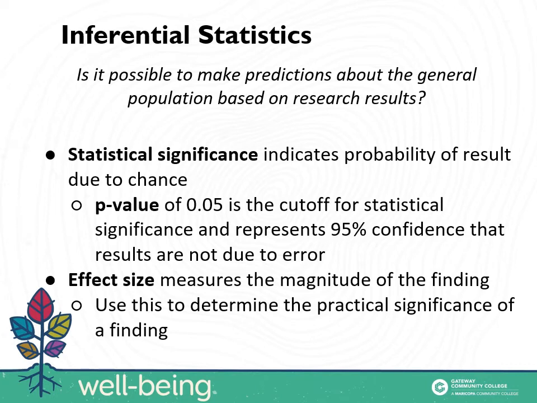0.05 is the cutoff for statistical significance. So that means if it gets a p-value of 0.05, that represents a 95% confidence level that the results are not due to error or to chance. So that's legit. That means it's good and it's significant and it's meaningful.